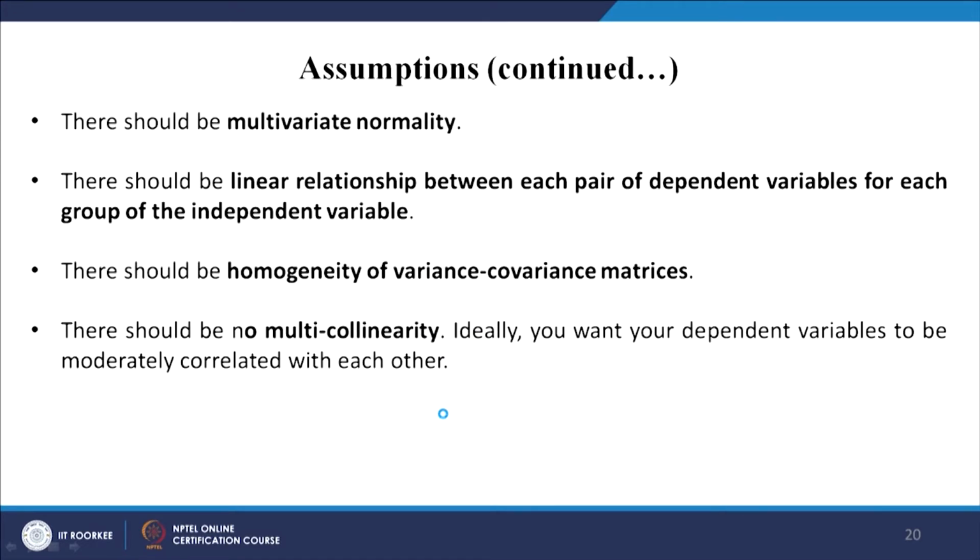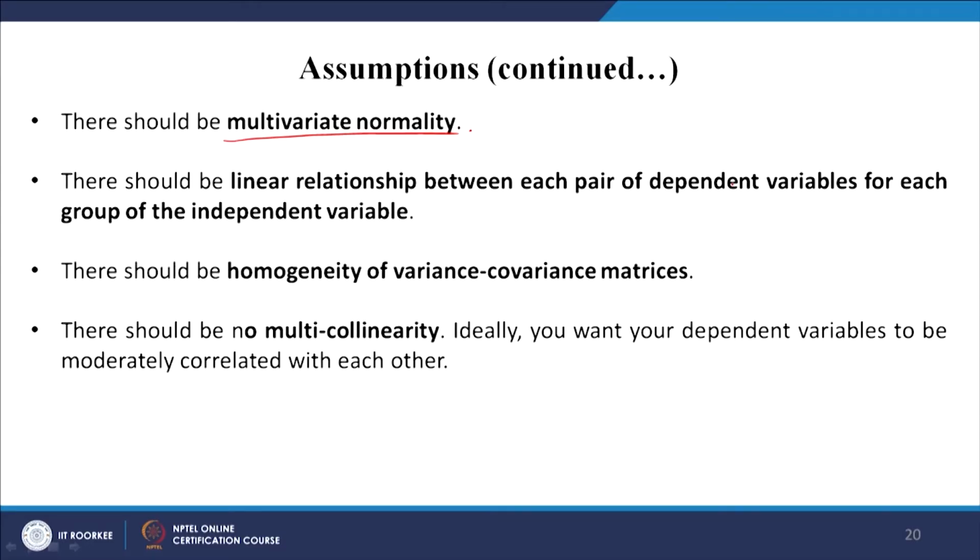Okay. Next, multivariate normality. Normality is an assumption which is very essential for most statistical tests, right. If the data does not follow a normal distribution, then a parametric test is not possible, right, and these are all parametric tests, ANOVA, MANOVA and all. There should be a linear relationship between each pair of dependent variables for each group of the independent variable.